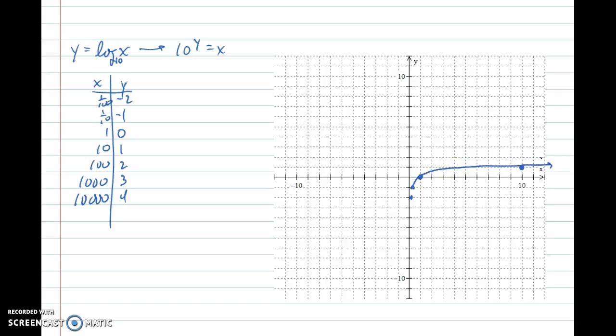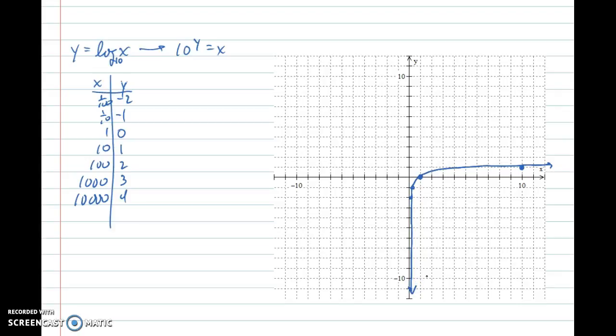And you notice it's not going to even get up to this y equals 2 line until x is out at 100. So it grows really slowly, but it does keep growing. Back over here, this is going to get right along the x-axis again. Our asymptote is again x equals 0.